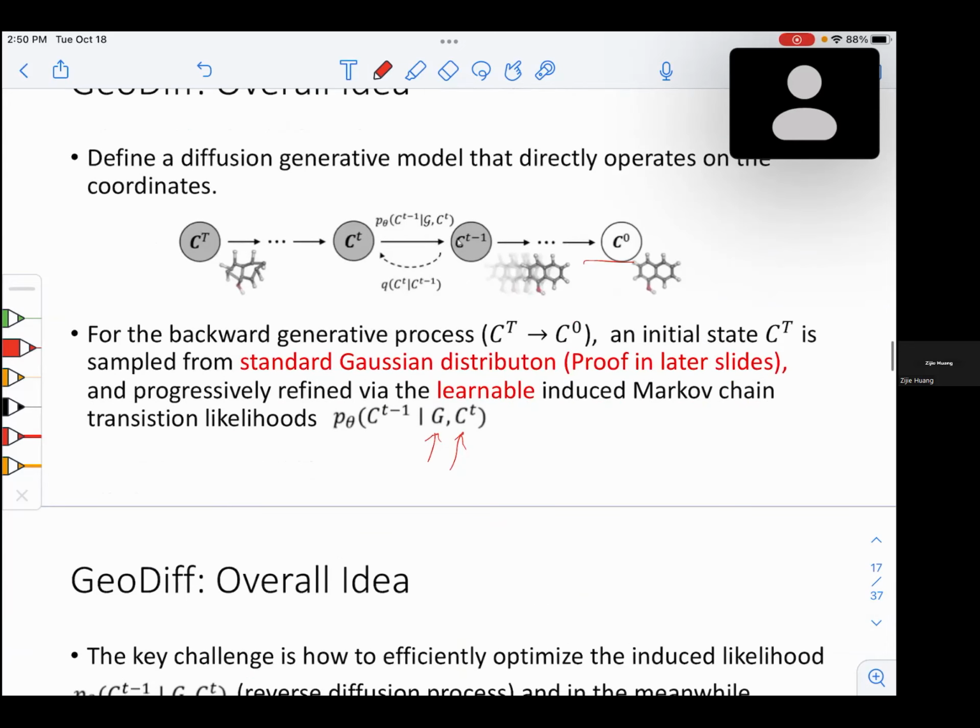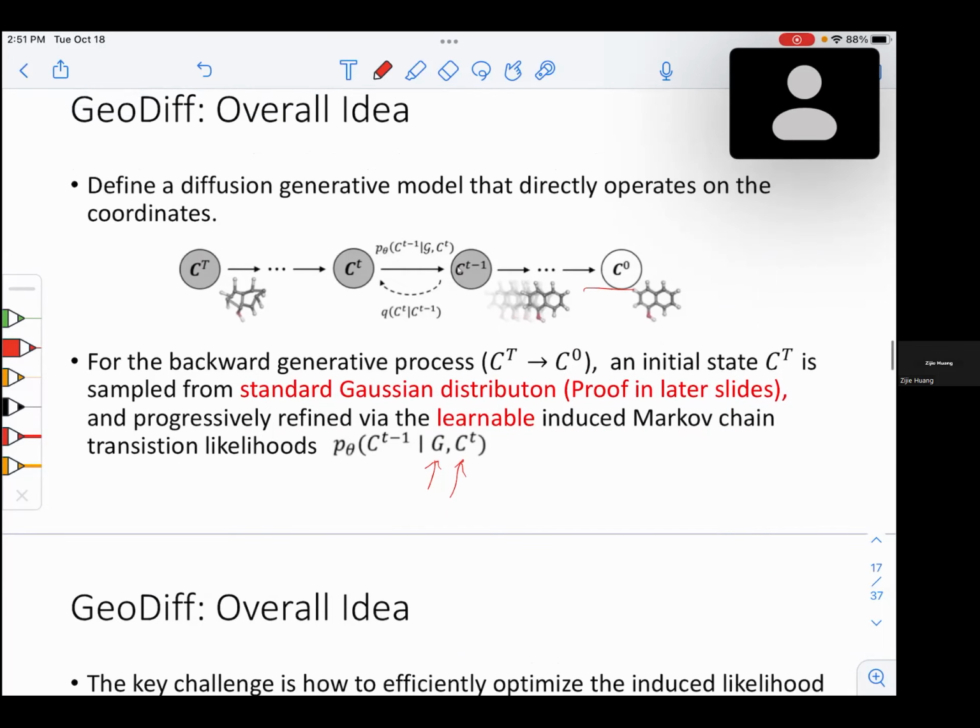And you can also see that for all of this posterior distribution or the learnable Markov chain transition function, they are not just conditioned on the previous C_t, but also conditioned on the original input 2D graph G, where in this part they contain the learnable embeddings of those nodes and edges. But here we just want to understand what C is in the conformation model.